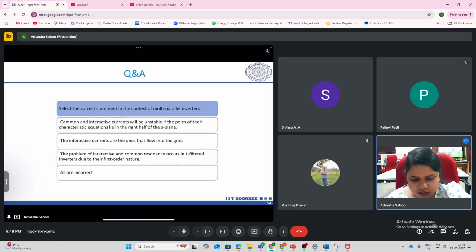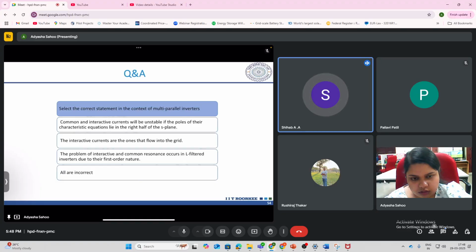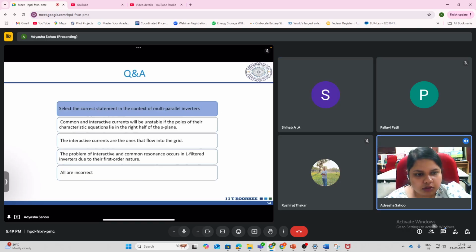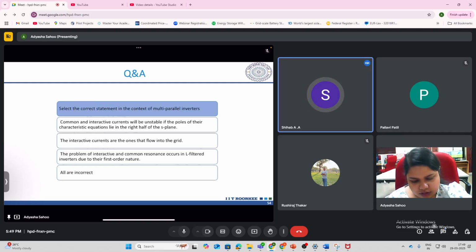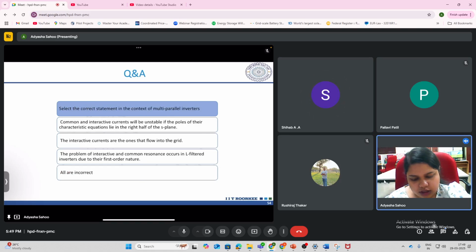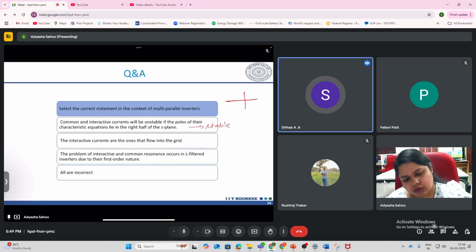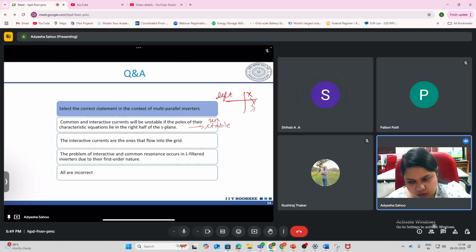Which is correct for parallel inverter operation? It is the same thing. If the poles are in the right half, then it will be stable, no? Unstable, unstable. Yes, this is unstable. Left is stable. So this is correct.